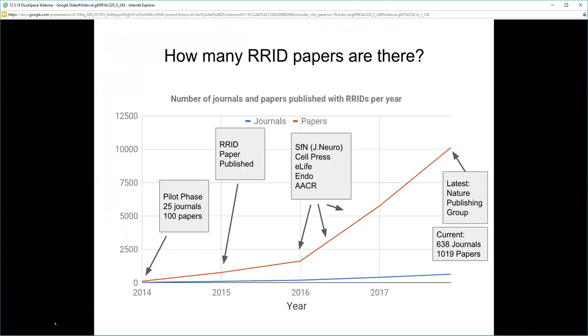By 2016 and 2017, we had some of the big publishers, some open, like eLife, some closed, like Cell Press. But the fact of the matter is this is where people publish, and this is whom we have to talk to. So the latest actually is Nature Publishing Group. So this is great, and this is where we are.